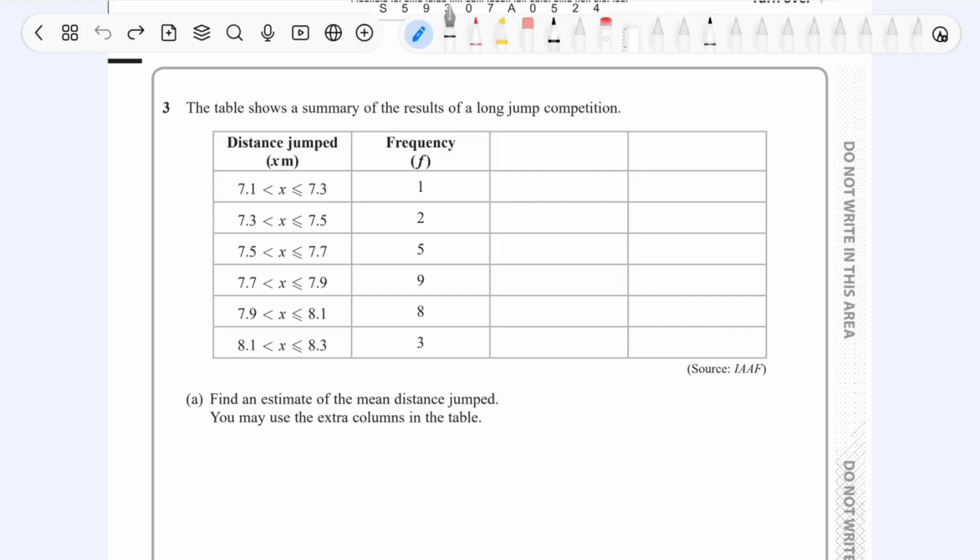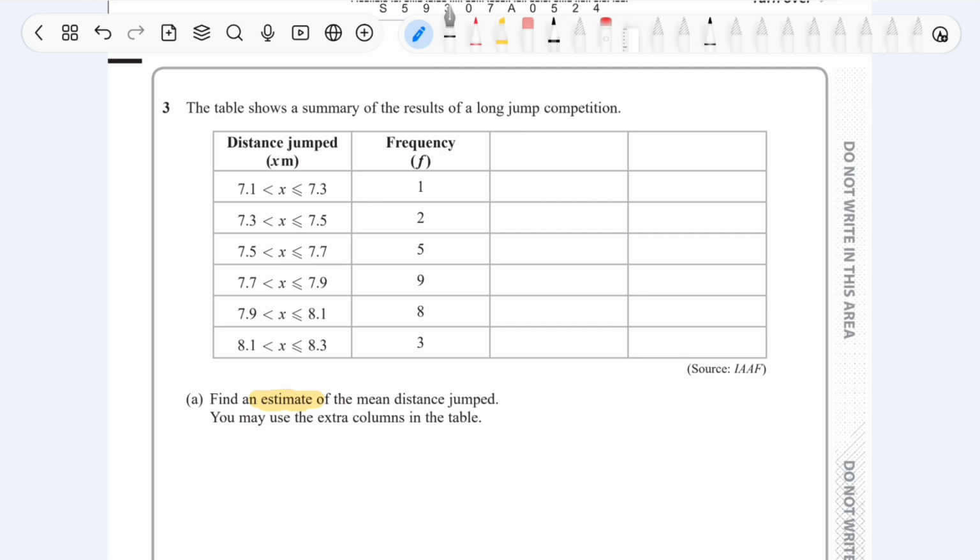So the table shows a summary of the results of a long jump competition. The distance jumped is shown here, the frequency in the next column. We need to find an estimate of the mean distance jumped. You may use the extra columns in the table. The first thing that comes to me is the word estimate. This is a key word, to be honest. So we need to find an estimate of the mean.